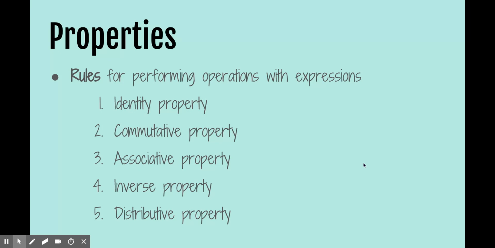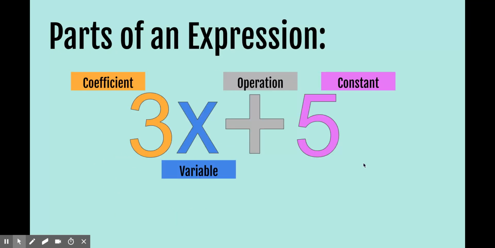So here are the parts of an expression. Basically, we have just different vocabulary words for these. Remember, anything that is separated by adding or subtracting symbols, by operations, are called terms. So 3x is a term in this expression and 5 is a term in this expression.